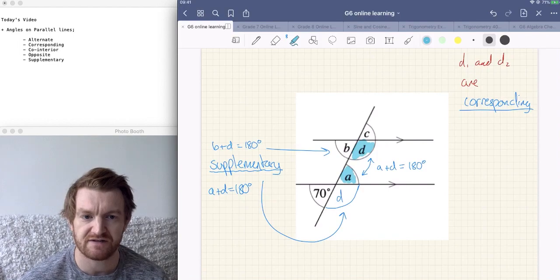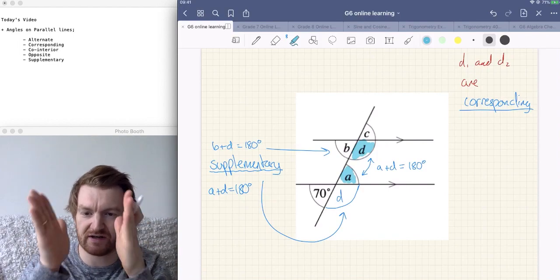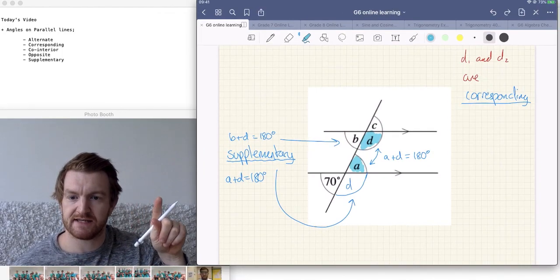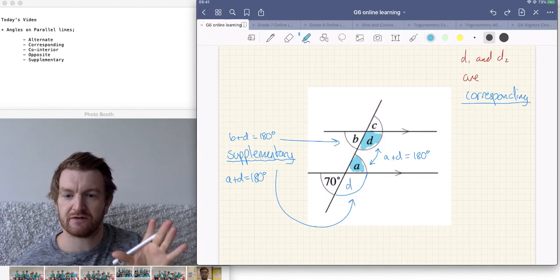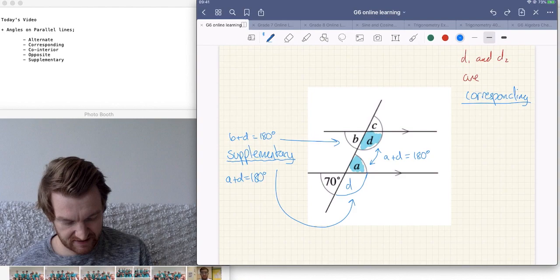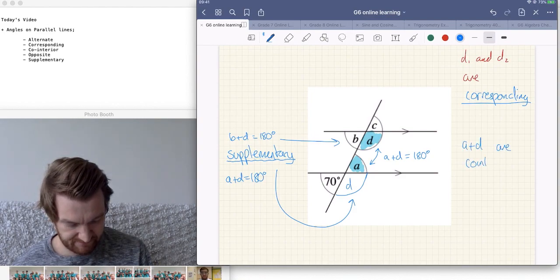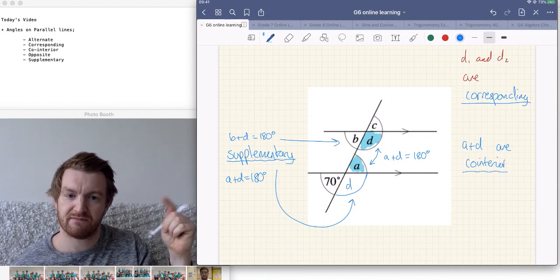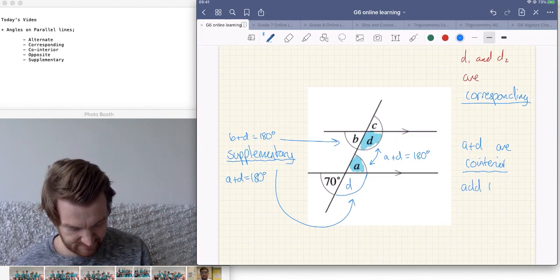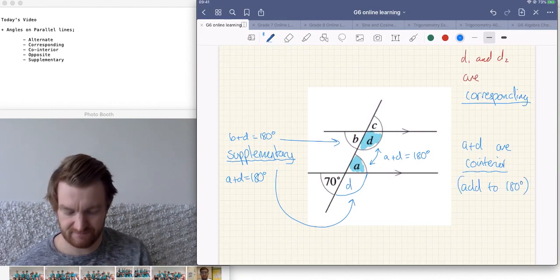So we now know that these 2 inside of the parallel lines, imagine that's a train track, and you can see that A and D sit inside of the train track. There's A and D there, inside the parallel lines. Think of them as between the train tracks. We have a special name for this. So we can say that A and D are what we call co-interior. Co meaning together, interior meaning inside. Together, inside. And they add to 180 degrees. And that's the same for any parallel lines.